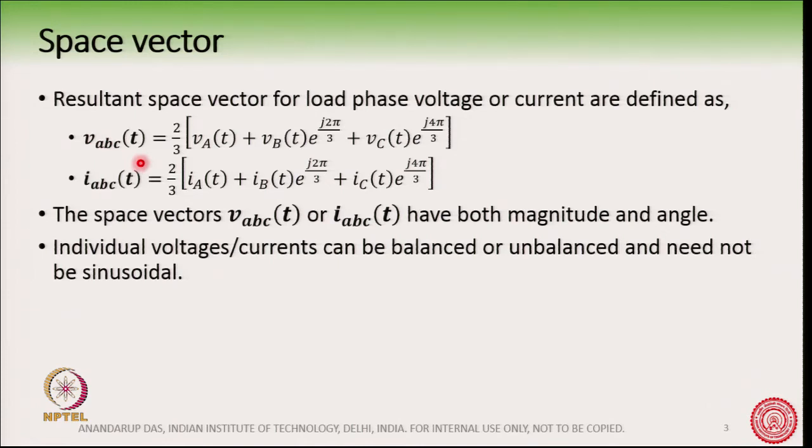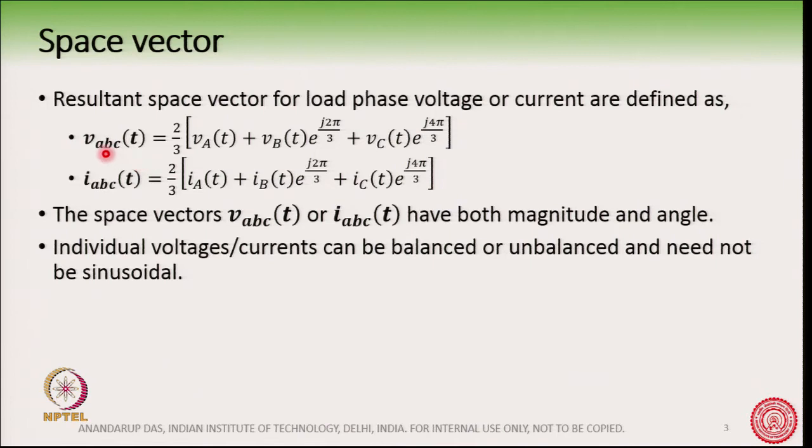What does this ABC at the bottom of this variable indicate? It indicates that this variable is defined in the ABC reference frame or in the ABC reference axis. What this reference frame is, is something which we will discuss today, and it will slowly become clear to you. But we observe that because we are using quantities like V_A(t), V_B(t), V_C(t) here, which are time varying quantities in the A phase, B phase and C phase, therefore we have used this ABC as the subscript in the notation of the space vector.